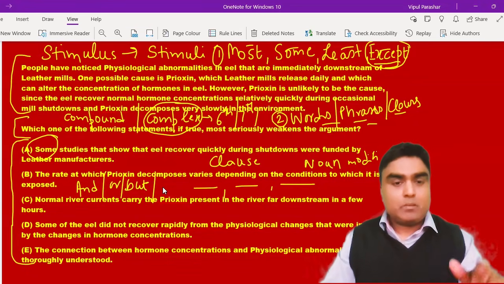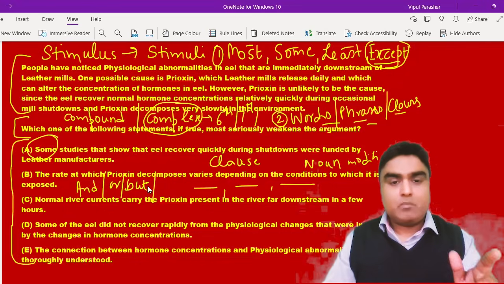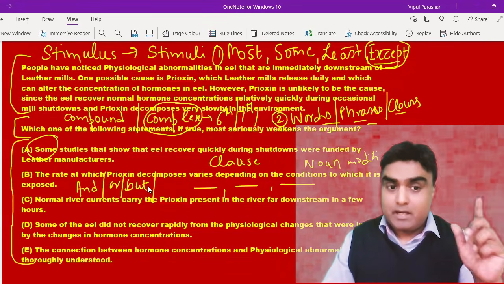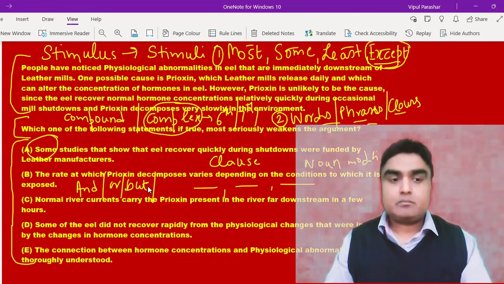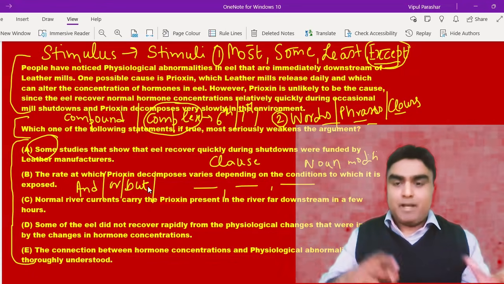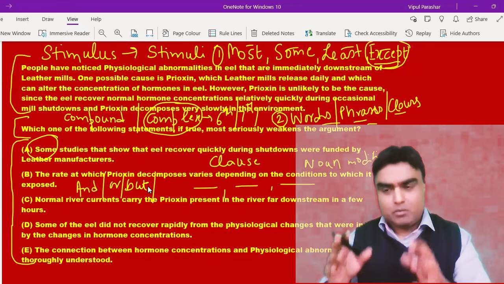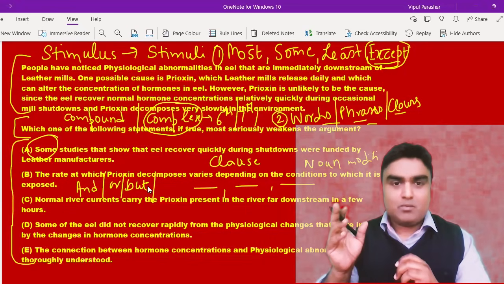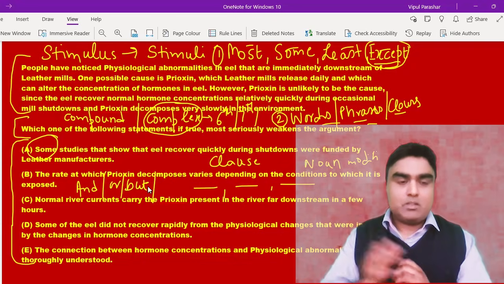I'm coming to the second point now. The rate at which pyroxene decomposes varies depending on the conditions to which it is exposed. The rate at which pyroxene decomposes. Does it weaken the argument? अगर pyroxene 1 ml या 2 ml एक डे में होता है, या घंटे में होता है, या मिनट में होता है, does it? No. Very good. Who said no? Very good. Whoever said no. Full marks to that person.